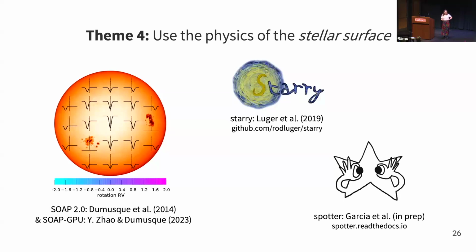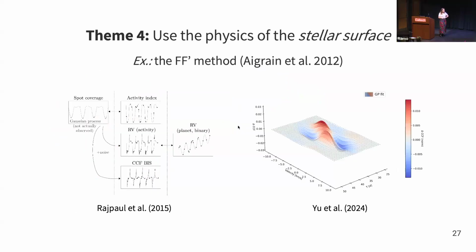Anyway, we have this picture that we have been using for quite a while of the underlying stellar surface. But how can we use it or incorporate it into our methods? An example of this is the FF prime method by Suzanne Aigrain. So Suzanne was starting from photometry, actually, but she used the basic geometry of putting a spot onto the surface of a star and having it rotate across to write down the equations that govern the signals that you would see in RVs.